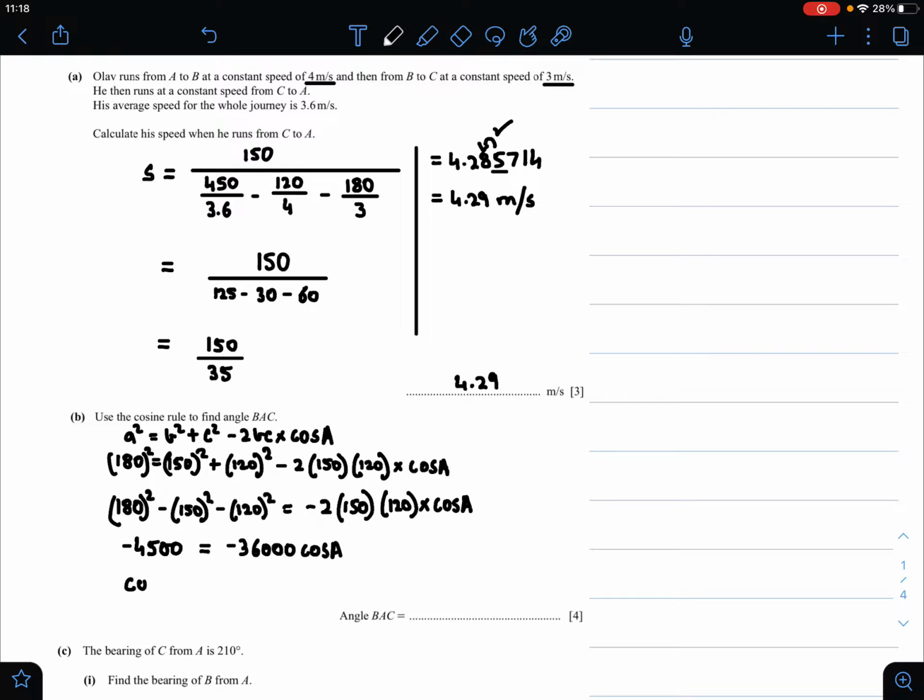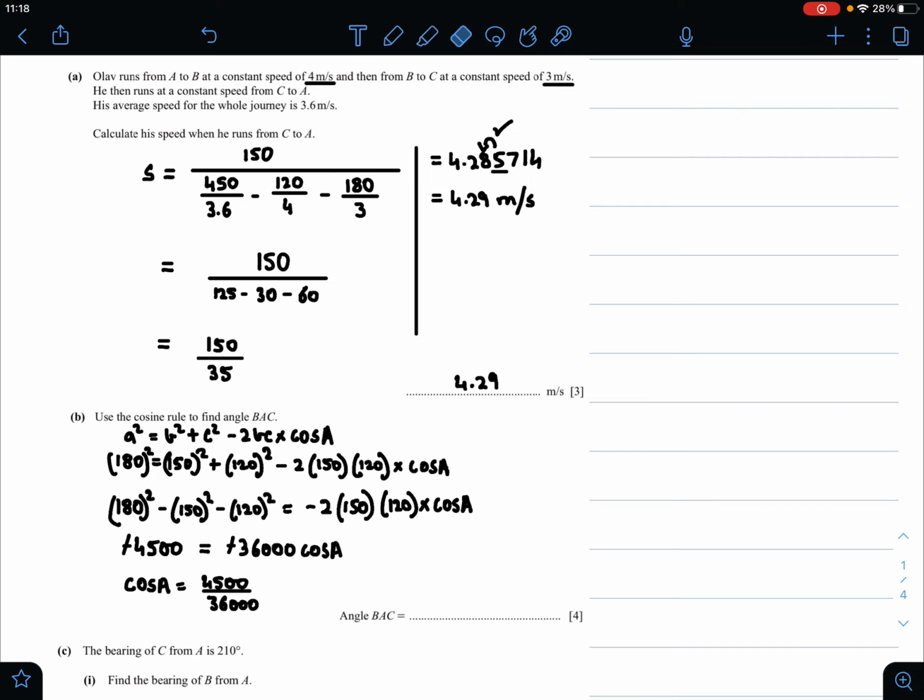Therefore cos A is equal to 4,500 divided by 36,000. The minus and minus will get cancelled, therefore it will remain positive.